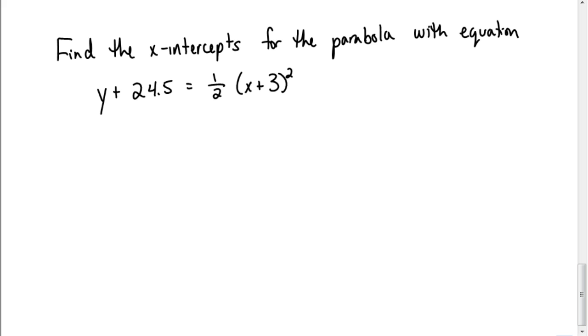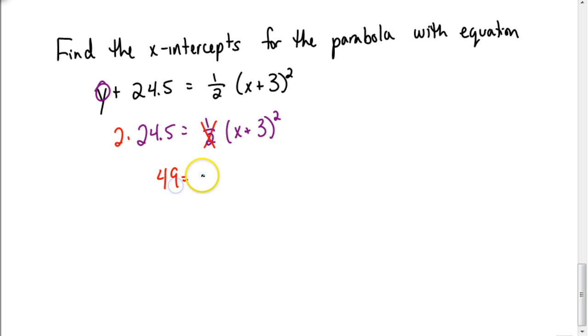Okay, let's see how you did with this one. Again, if I replace y with 0, 0 plus 24.5 is just going to be 24.5. So that's how I'm going to write this. Now again, we need to get rid of that 1/2. To get rid of that 1/2, you could look at it as dividing both sides by 1/2, but a better way to look at this would be to multiply both sides by 2. When you do that, you're going to get rid of the 1/2 on this side. And again, we're multiplying 2 on this side, and we end up getting 49 equals x plus 3 squared.